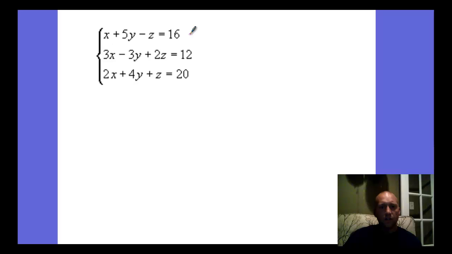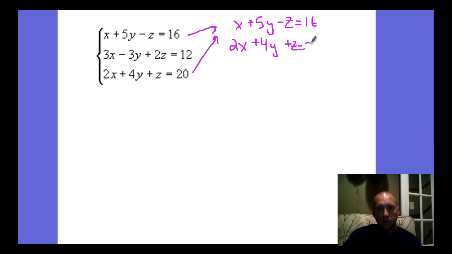To do that, I would take the first equation and the third equation. If I take those 2 equations, I'm going to get rid of the z's, so I'm going to add the equations because these z's are opposites. So if I add these 2 equations, I get 3x plus 9y equals 36. So that's adding. Then we'll repeat that process with a combination of 2 different equations to get rid of the same variable.